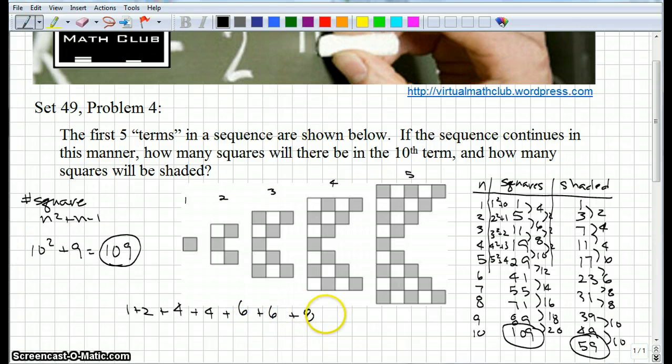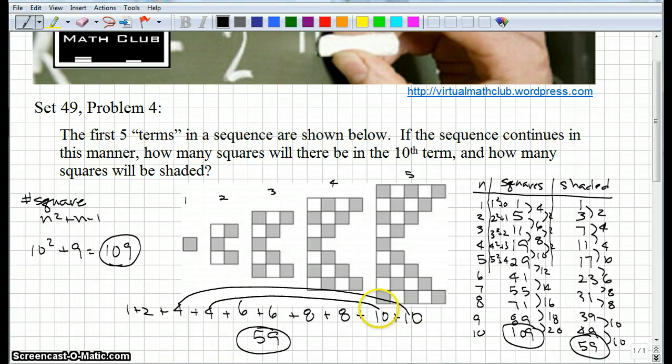And then you add 8, and then you add 8. That brings you up to the 8th term, and then you add 10, and then you add 10. That brings you up to the 10th term. And you can just add those numbers up, and you will also get 59. And you might notice too, there's like an interlaced arithmetic series here. So you can look at 4 and 10 is 14, 6 and 8 is 14.